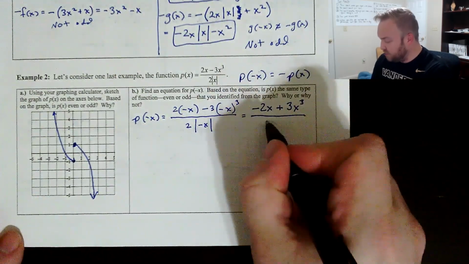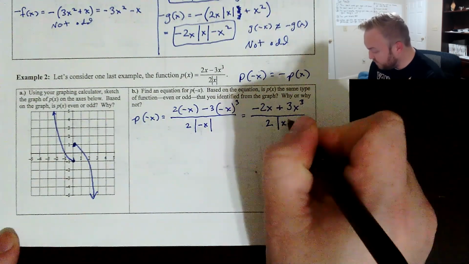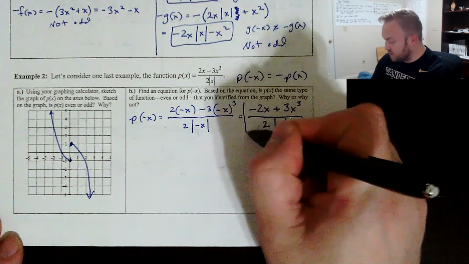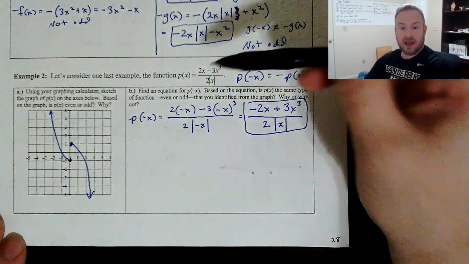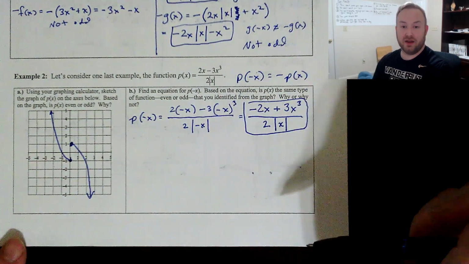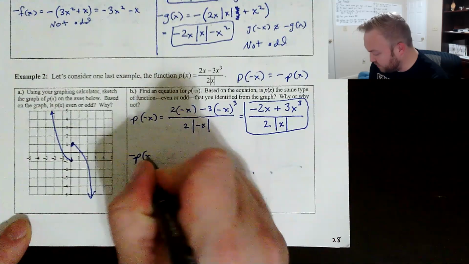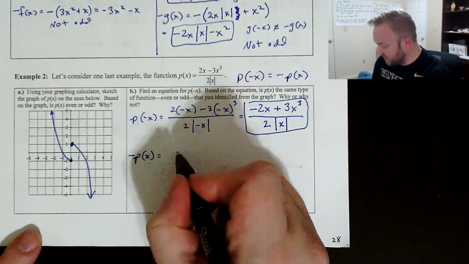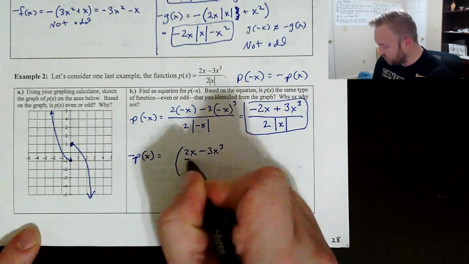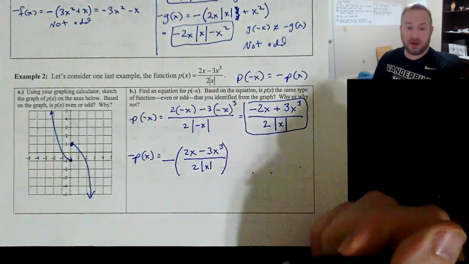On the bottom, I've got my 2, and then the absolute value of negative x is the same as the absolute value of positive x. Okay, here's p of negative x. Is that the same as p of x? Definitely not. That means the function's not even. Okay, we're kind of checking to see if it's odd. So for odd, we also need to have negative p of x. So that means I'm going to take my whole p of x function and make the whole thing negative.